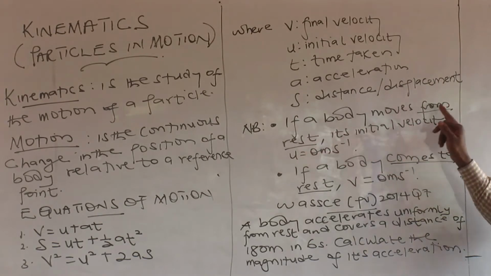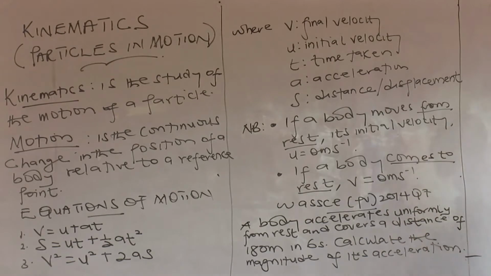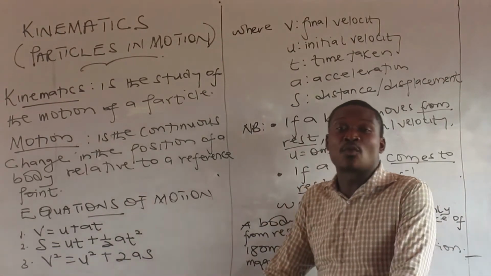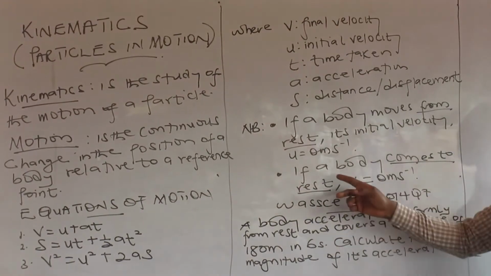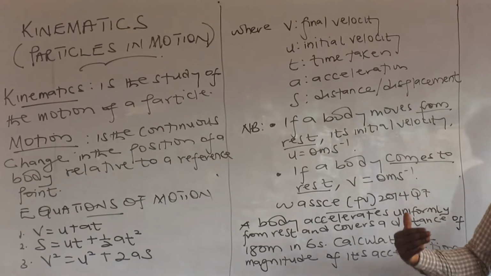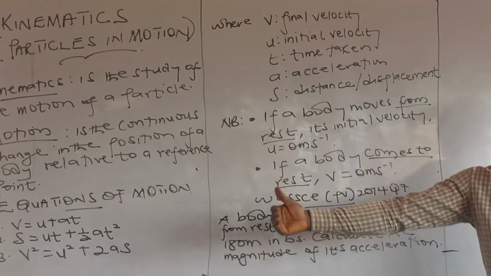If a body moves from rest, its initial velocity is 0. So what is rest? I stand here, there is rest. If I move, my initial velocity is what? 0. Now, if a body comes to rest, you are going and you decide to come to rest, your final velocity is 0. Because you stop there.